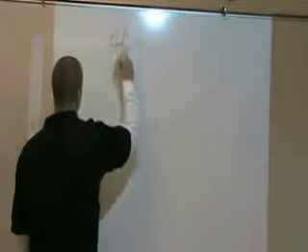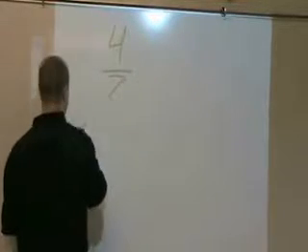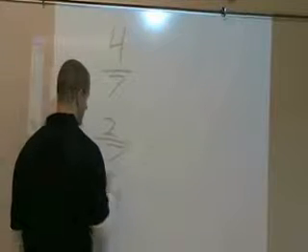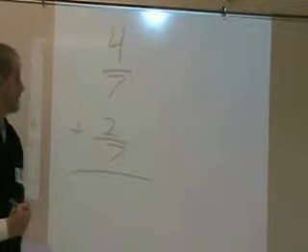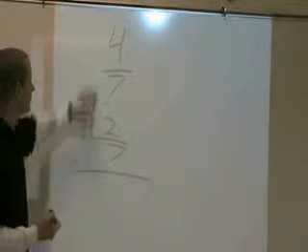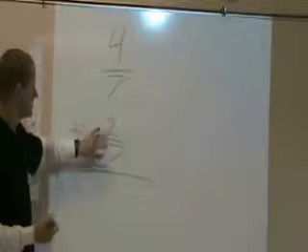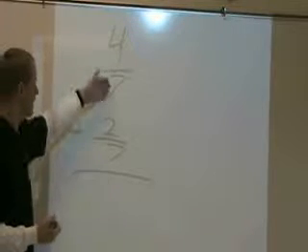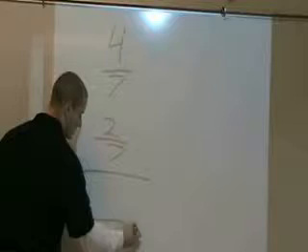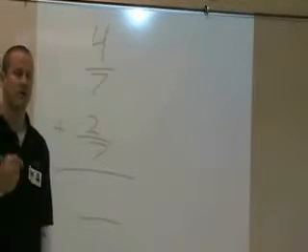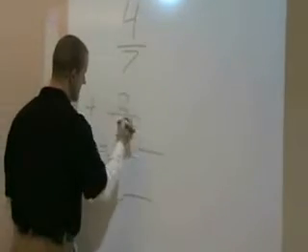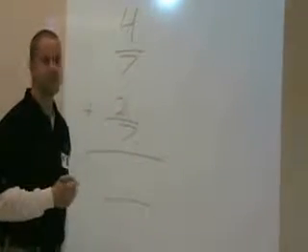Let's take 4/7 plus 2/7. Now take a look at this. What do you notice is the same? The 4 and the 7, the 2 and the 7. Both problems, what they have in common is their denominators. Both have the denominator of 7. So here's the key thing when you add fractions: you must have a common denominator.